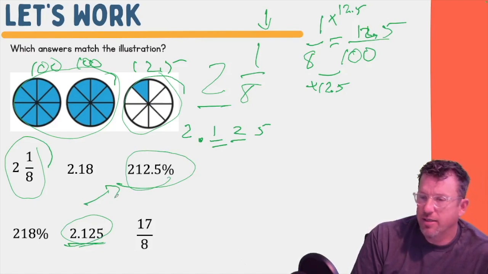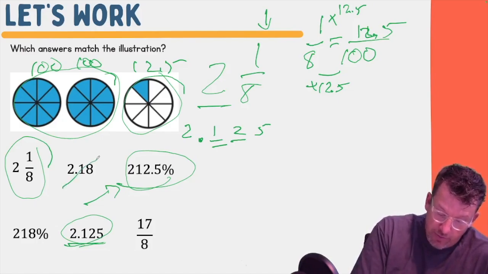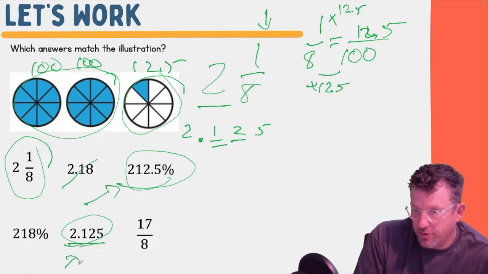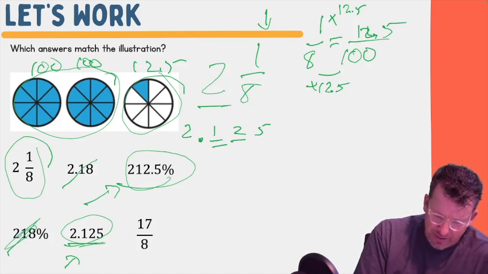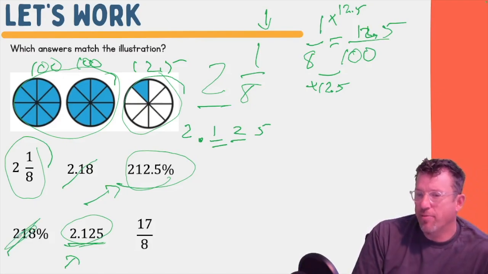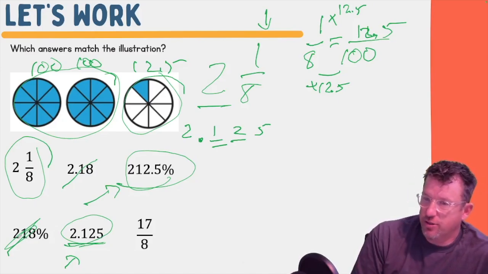Seems like we're done, right? We know it's not 2.18 because we know it's 2.125. It can't be two answers there. We know it's not this because we know it's 212.5. What is this guy doing here? I've got to figure that out. That's an improper fraction, so we want to see if that's an answer that could work as well.